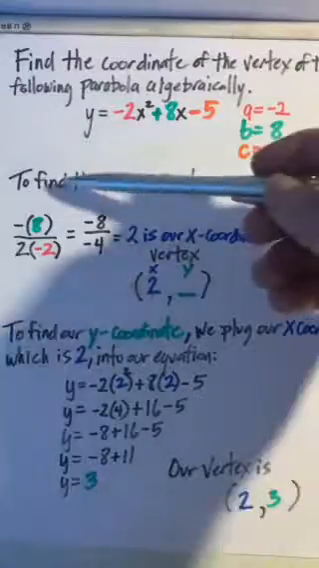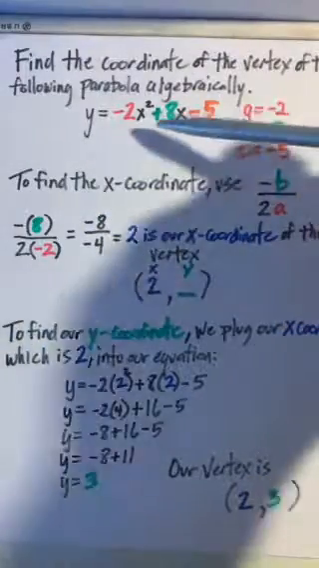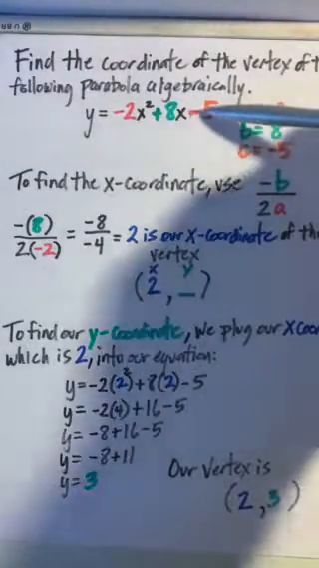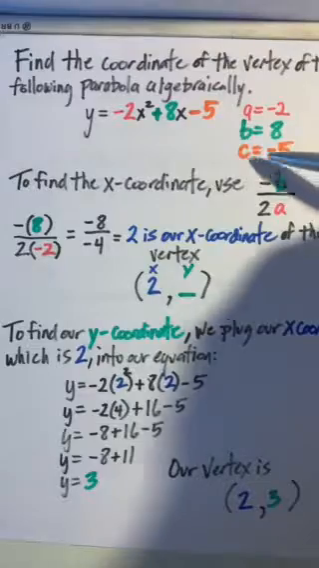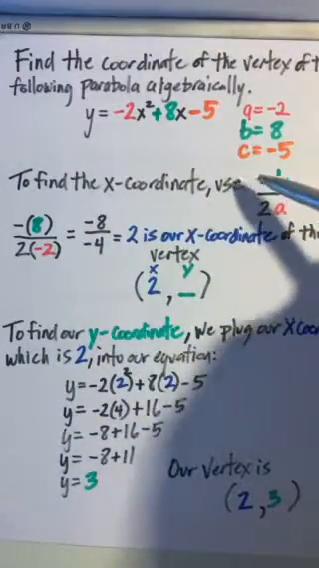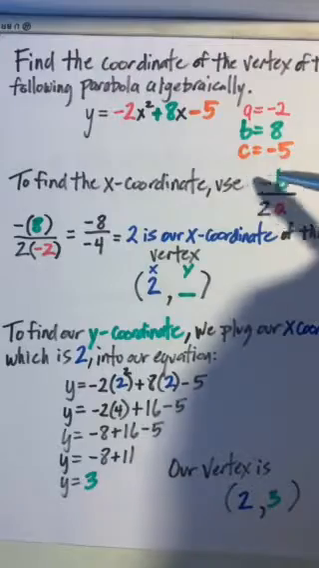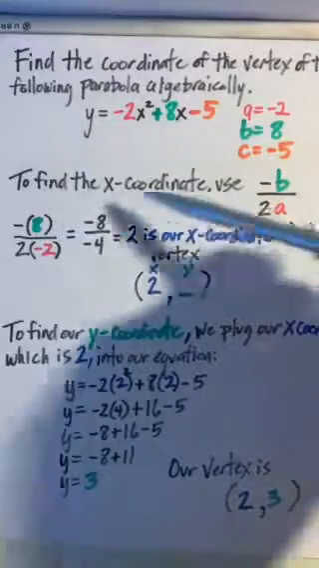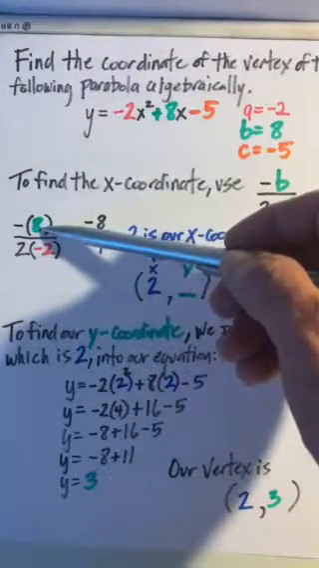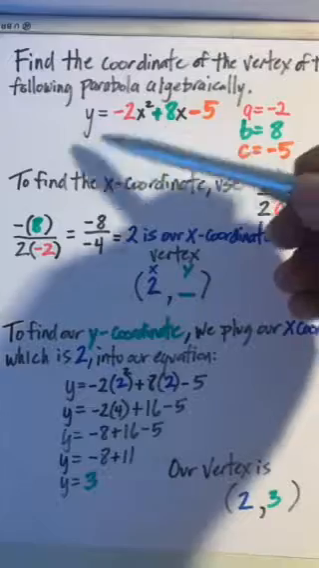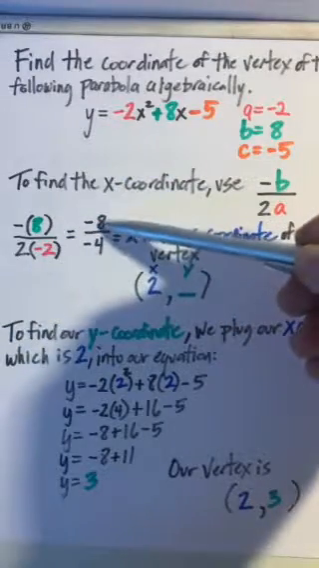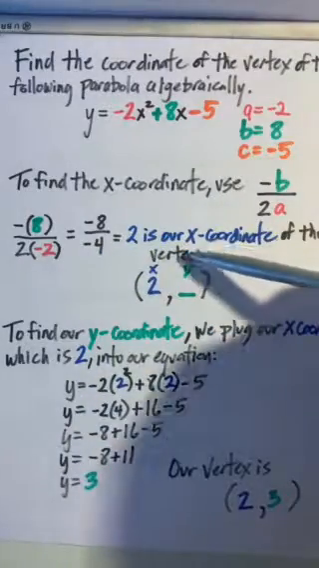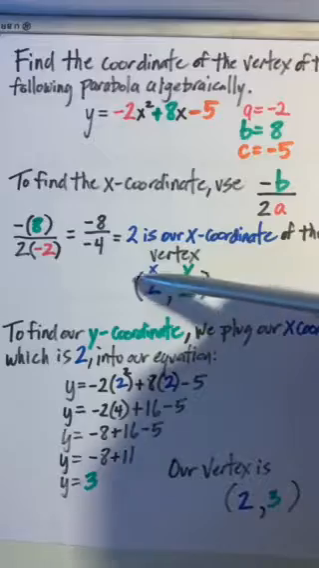First of all, we've got our a, which is negative 2, our b, which is 8, and our c, which is negative 5. Okay, so to find the x-coordinate, we use our x-coordinate vertex formula, which is negative b over 2a. So we plug in our b, which is 8, and our a, which is negative 2. That gives us negative 8 over negative 4, which makes 2 our x-coordinate of the vertex. So we go ahead and put our 2 in there.